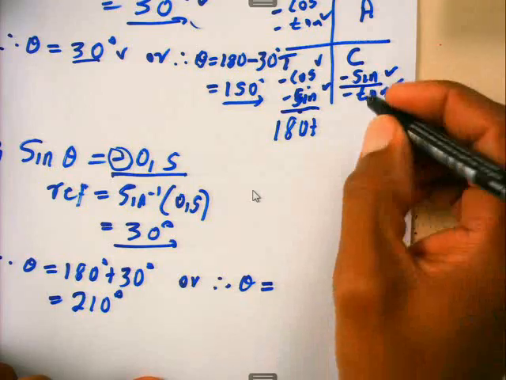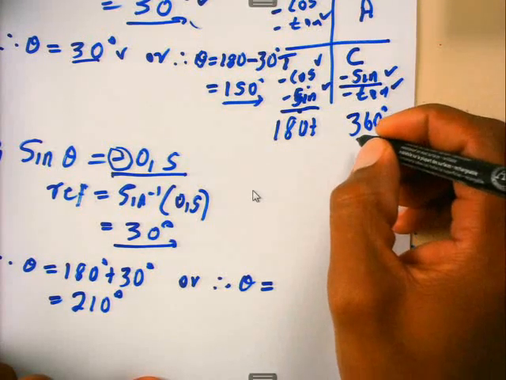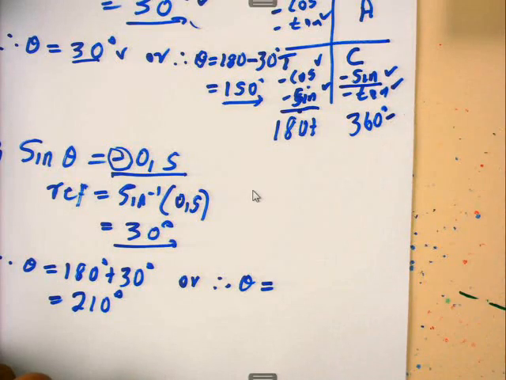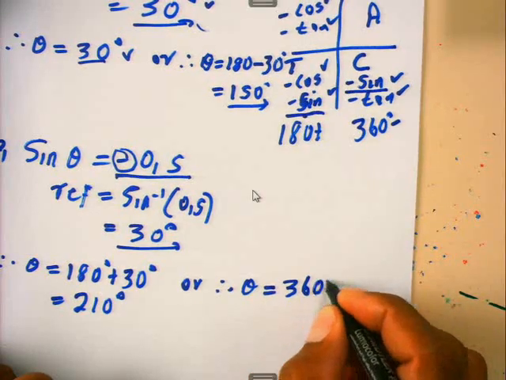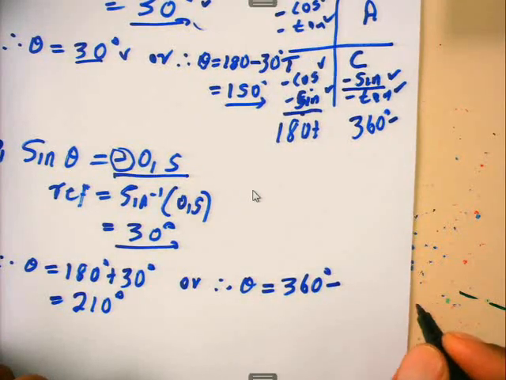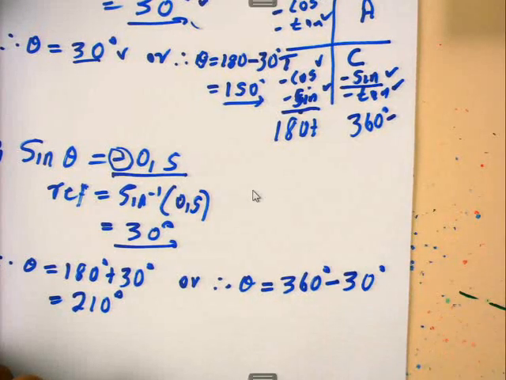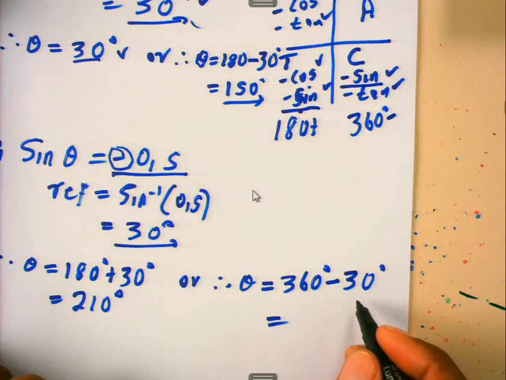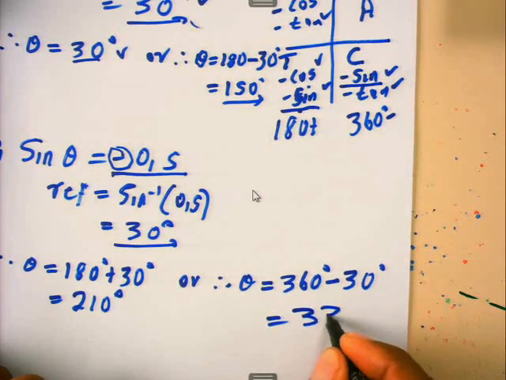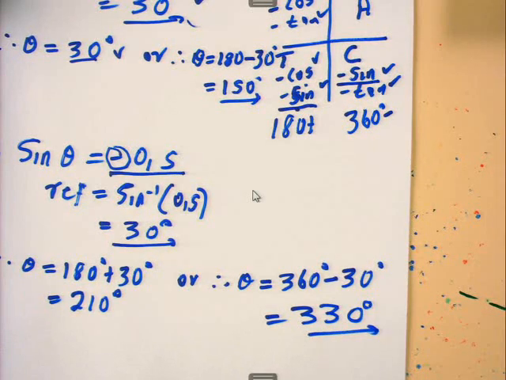Therefore, in the fourth quadrant, you remember we have 360 degrees minus. It means this one now we are going to say theta is equal to 360 degrees minus the reference angle there, which is 30 degrees. Then we say, okay, 360 degrees minus 30 degrees, then the answer there is 330 degrees.